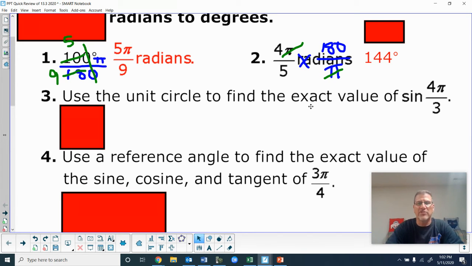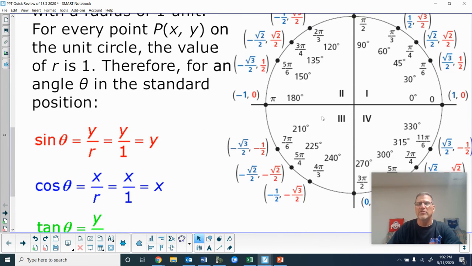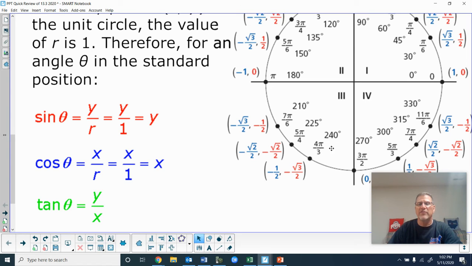So what we have to do is look at our unit circle and find 4 pi over 3. So down below here, I have the unit circle. And 4 pi over 3 is right here. I'll use the highlighter to show you. Here it is. Okay, which is the same as 240 degrees. And here's the ordered pair that goes with that point on the unit circle. The x value is negative 1/2, and the y value is negative radical 3 over 2. And we are in the third quadrant. Now here's our x-axis.